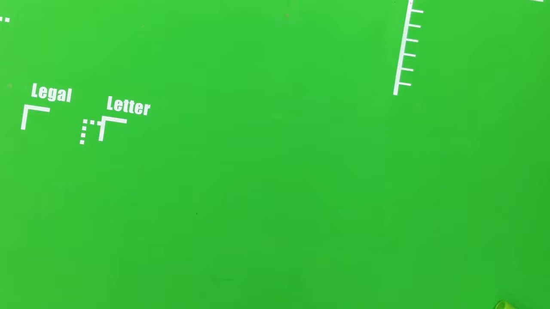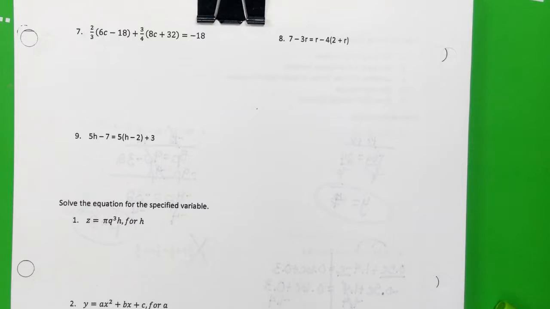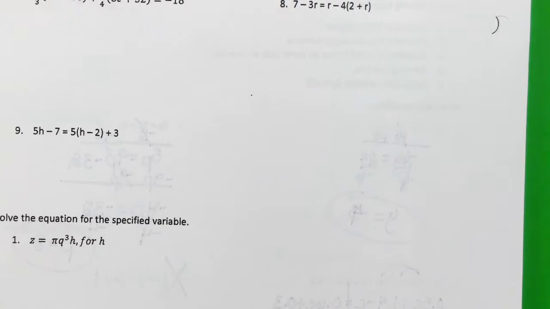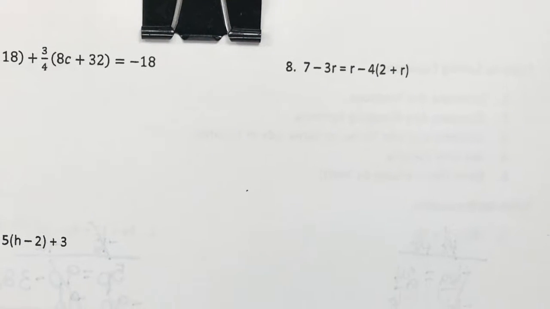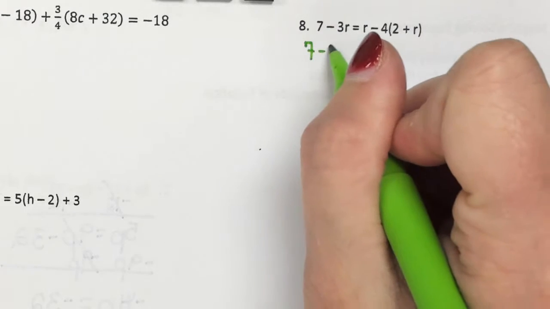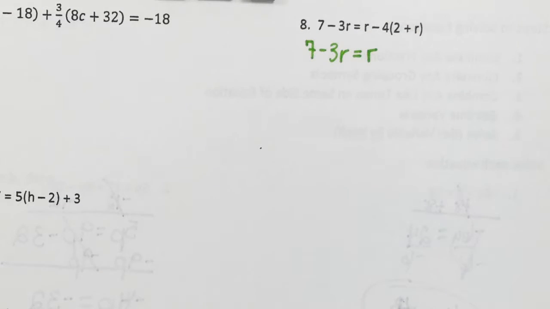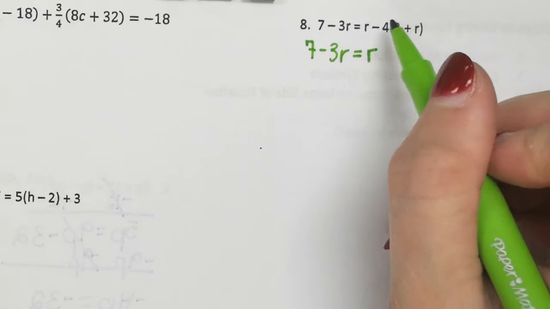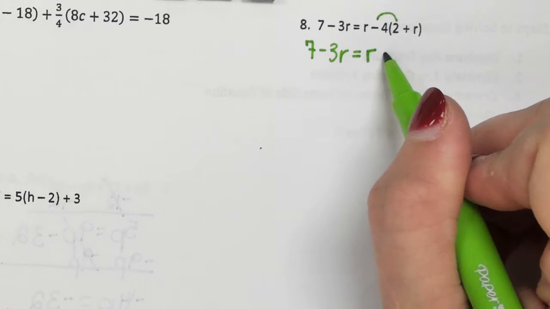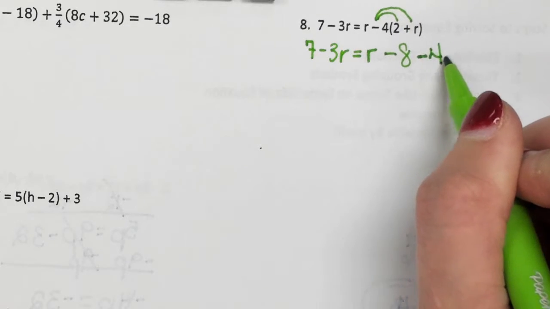All right, here we go. Number 8, we're still trying to solve, right? So what can I do to solve for that letter? Distribute. What's that say? Negative 4. If I distribute that negative 4, I'm going to bring this stuff down. Don't forget that R in the front. So if I distribute, what do I get right here? Negative 8. And right here? Negative 4R. Perfect.